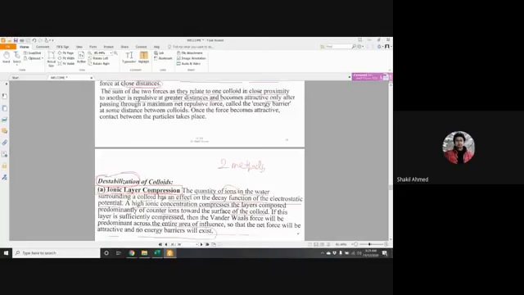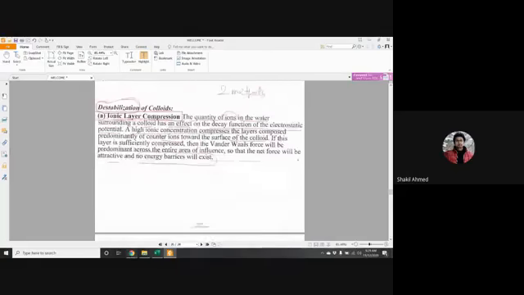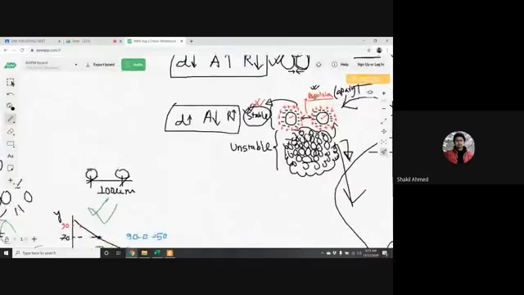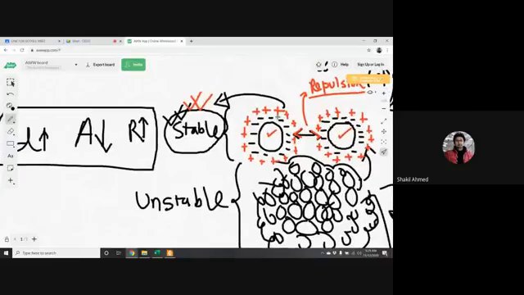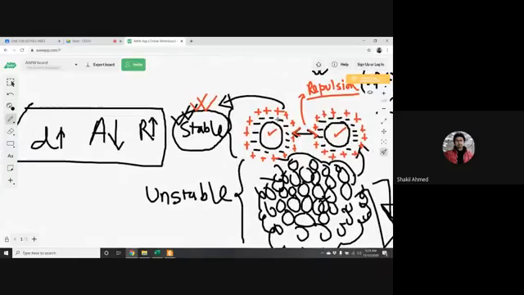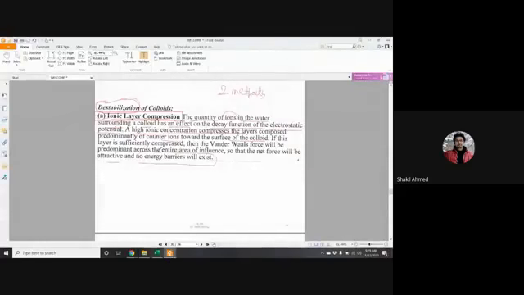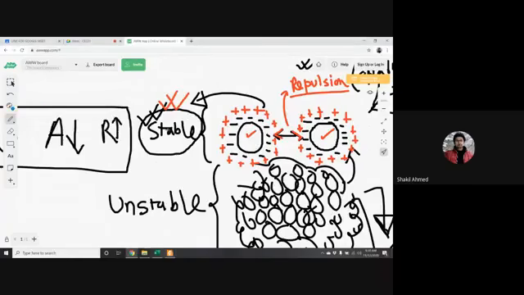What is an energy barrier, by the way? The thing is that this charge, this double layer charge, is hindering the process of coming close to each other. Therefore, this is called an energy barrier. This is the barrier of energy. Okay? This is a barrier, energy barrier.